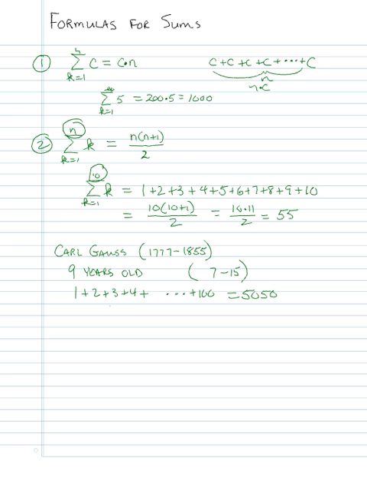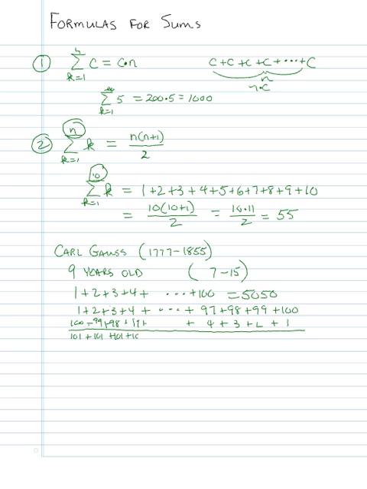Young Gauss took those integers, 1 plus 2 plus 3 plus 4, and kept doing this until he got up to, let's say, 97 plus 98 plus 99 plus 100. And then, on the other line, he wrote all those numbers in reverse order: 100 plus 99 plus 98 plus 97, all the way down to plus 4, plus 3, plus 2, plus 1. If you take a look at the results, in the first case, 1 plus 100 is 101, and 2 plus 99 is 101, and 3 plus 98 is 101. All the way across, you'll notice that those pairs of numbers add up to 101.